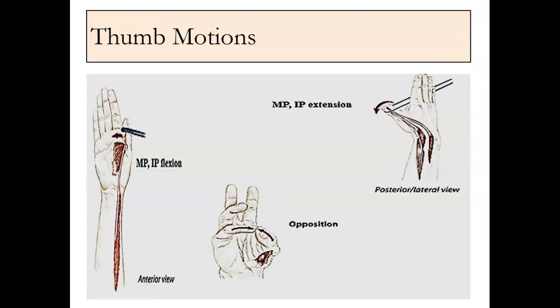And there they are. There's the opponens pollicis and the opponens digiti minimi. And here's just a graphic on the motions again, the MP flexion and extension, and then she's doing, or he's doing opposition to the pinky with the digiti minimi.